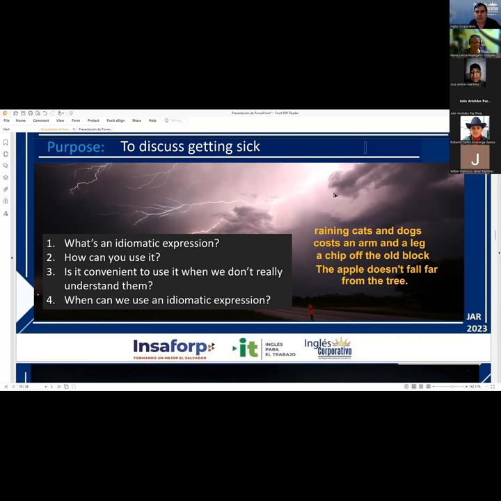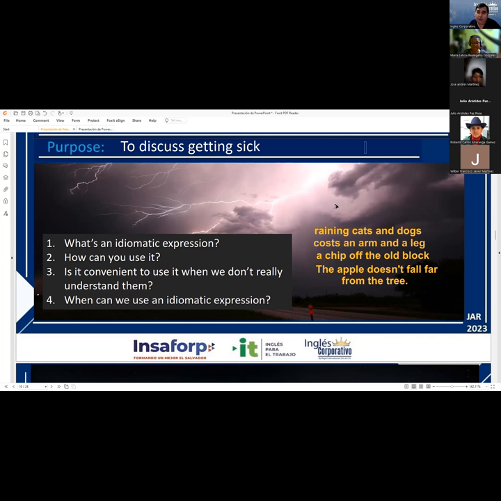Is it convenient to use them when we don't really understand them? And the answer is no. If we don't understand them, don't use them, because your friends are going to laugh in your face. So it's better to understand them well and then use them. Like somebody said, coyol quebrado, coyol comido, right? If you don't understand how to use it, don't use it.